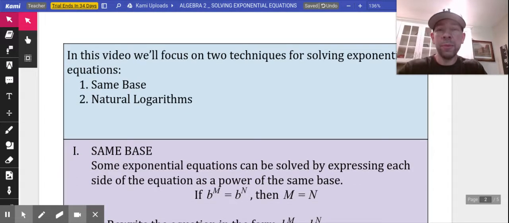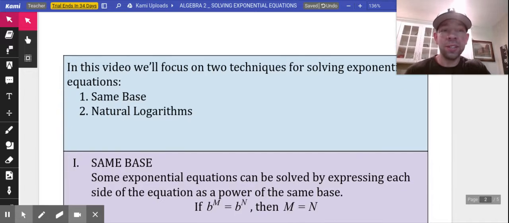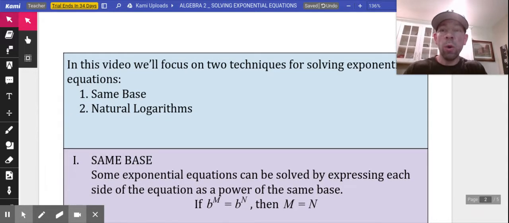In this video, as we hinted at, we're going to look at two techniques for solving exponential equations. One where we can express both sides with the same base. Unfortunately, that method isn't always going to work. When it does work, it's great, but it won't always work. And then we'll go to method number 2, which is where we use our natural logarithms.